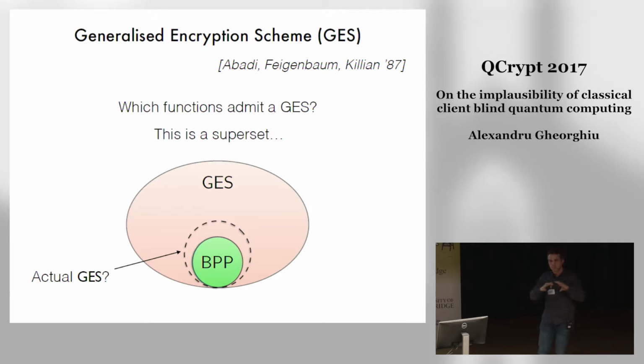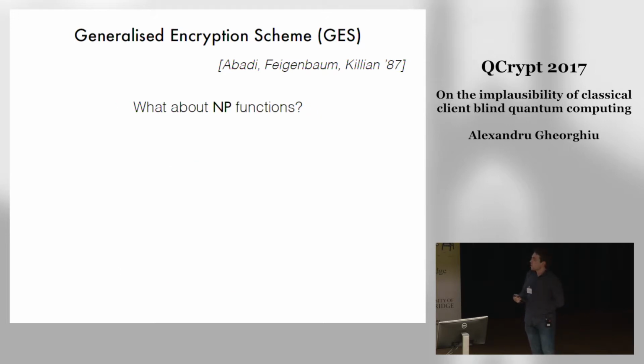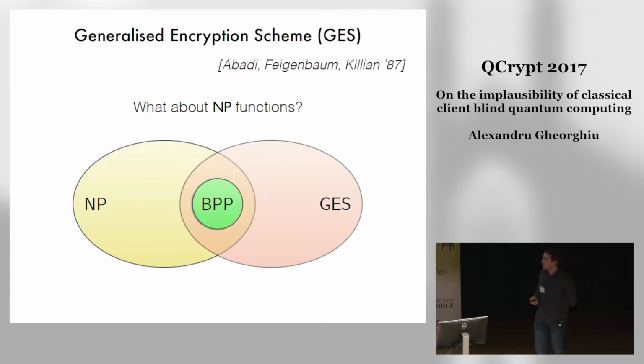And what they give is a superset, so a set that is definitely containing all of those functions, but probably is bigger than that. But that's actually sufficient for their purposes, because what they wanted to show after this is how does this class relate to the class NP? So in other words, do NP functions admit a generalized encryption scheme? And what they showed is that no.